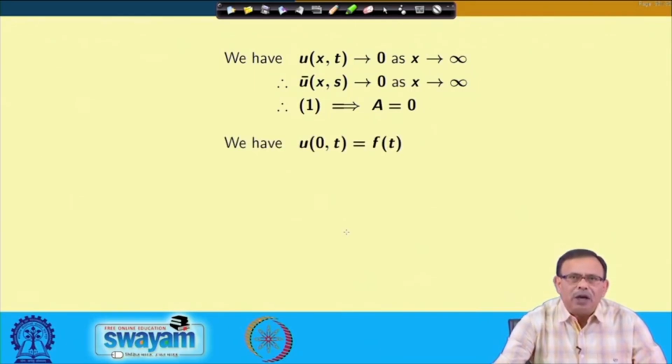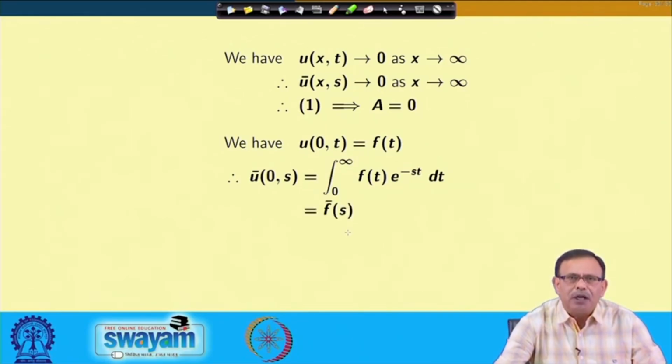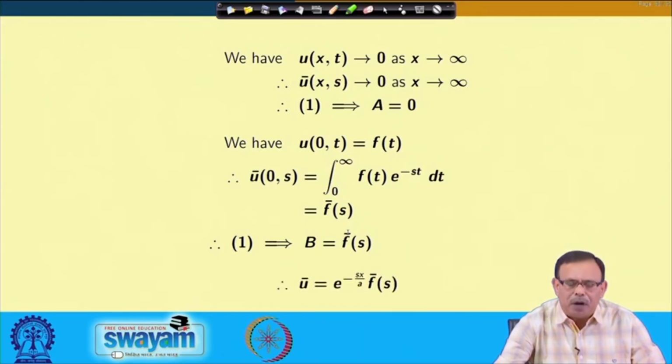So, I have another condition, u(0, t) equals f(t). From here I can write down u bar(0, s) equals the Laplace transform of f(t), taking Laplace transform on both sides actually, which I am denoting as f bar(s). If I substitute this in equation 1, again I will obtain B equals f bar(s). Therefore, the value of the constant A equals 0 and B equals f bar(s). So, my u bar becomes e power minus s x by a into f bar(s).